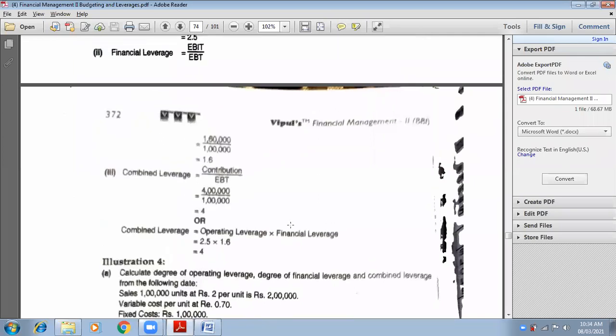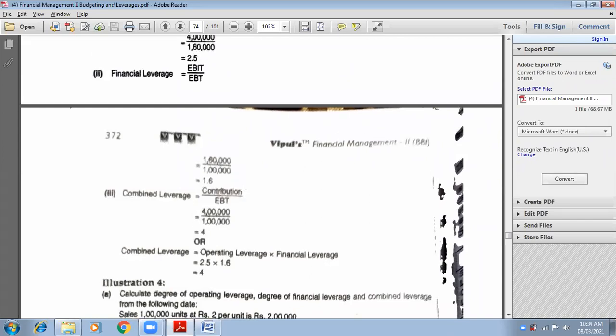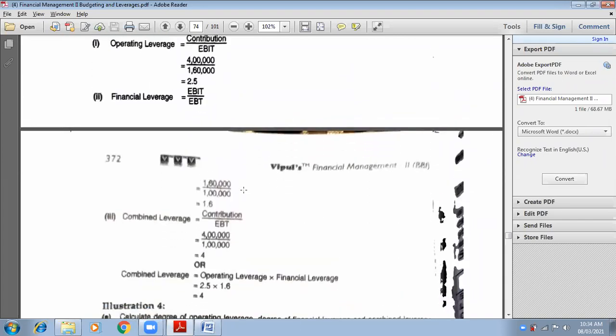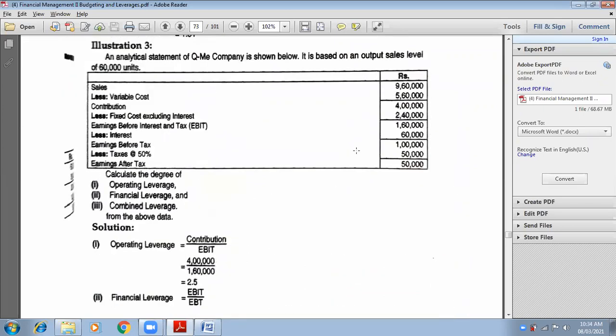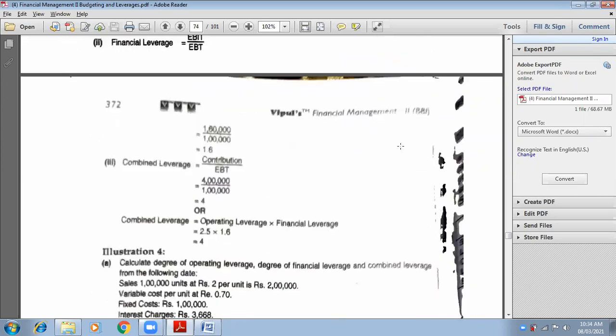Combined leverage. They have calculated both the formulas to make you understand the answers are the same. Whether you apply the first formula or the second formula, the answer will be the same. You don't apply both of them in the question paper. You need to apply only one and check with the other formula whether your answer is right or wrong. So combined leverage, the formula is contribution upon EBT. Contribution is 4 lakhs, EBT is 1 lakh, so 4 lakh divided by 1 lakh is 4.